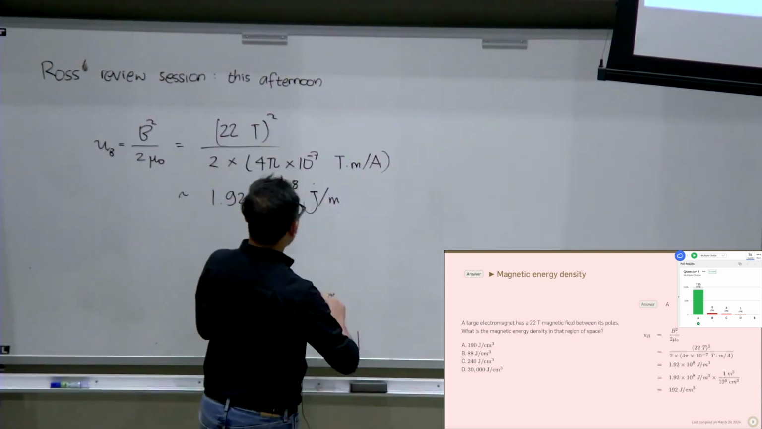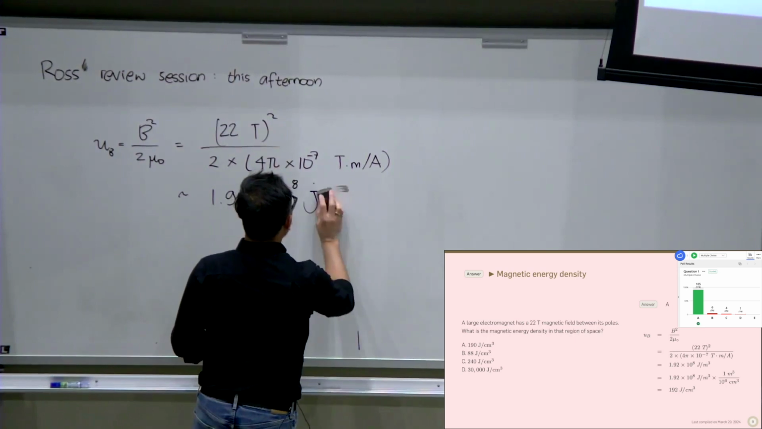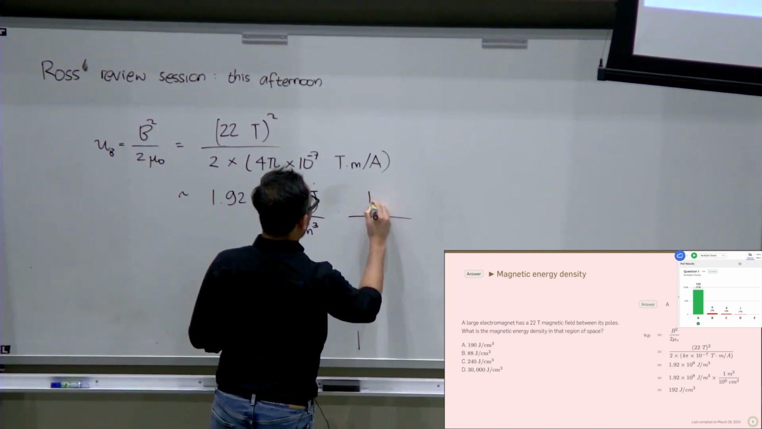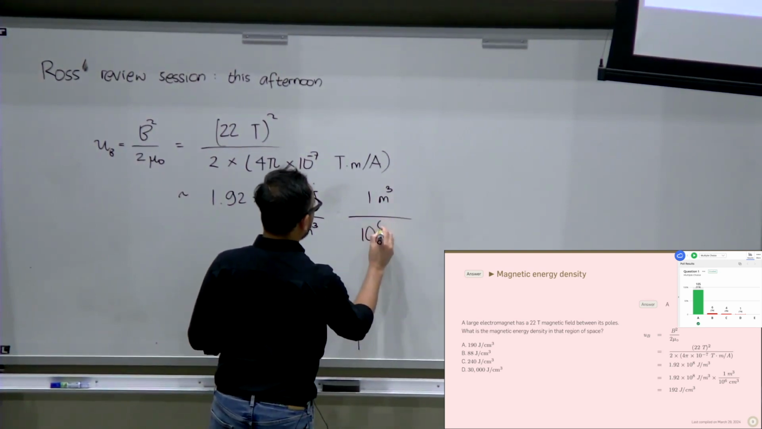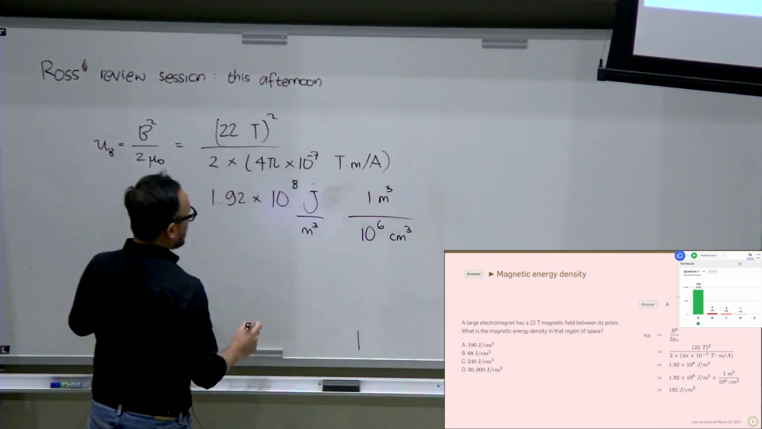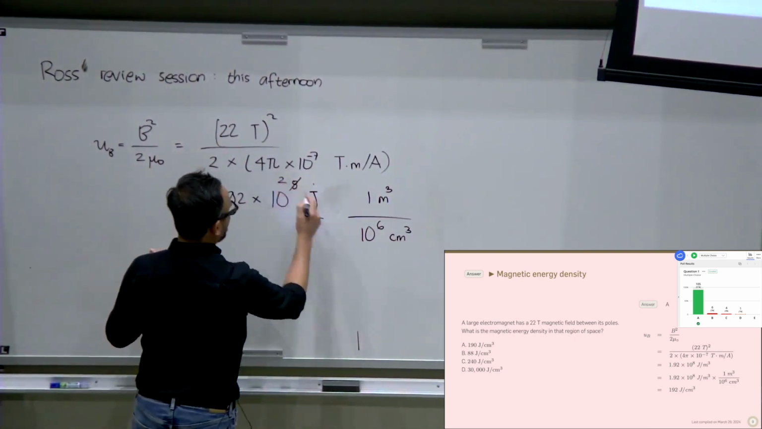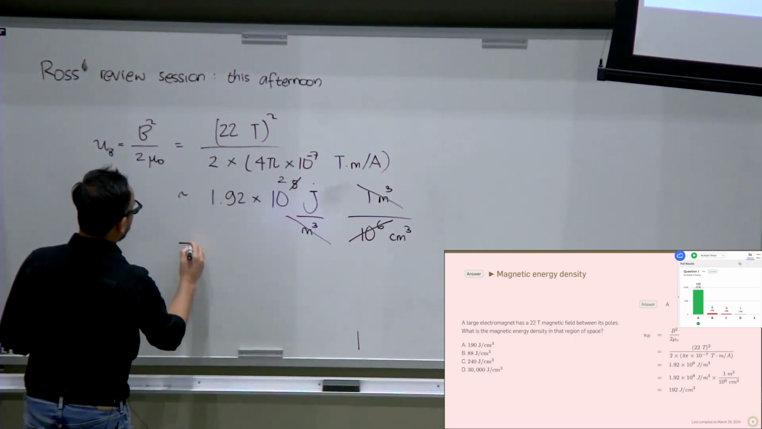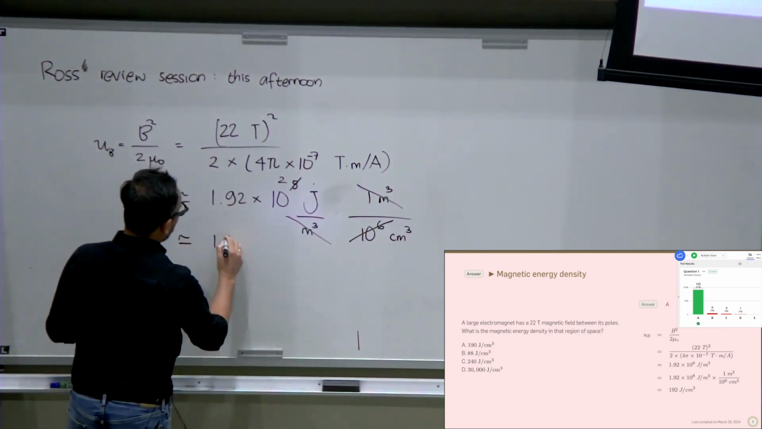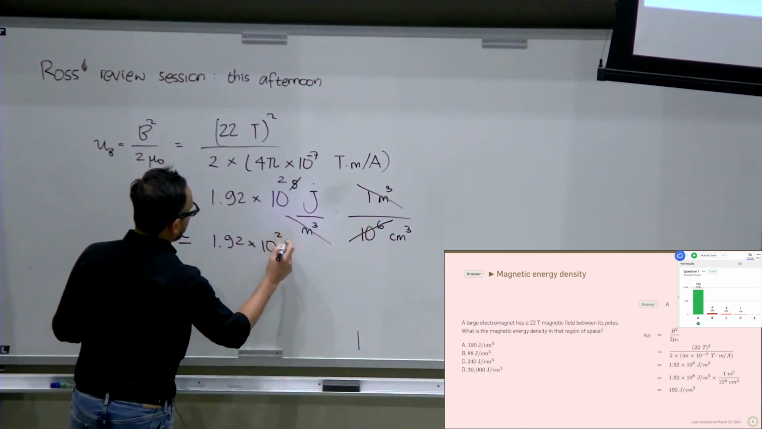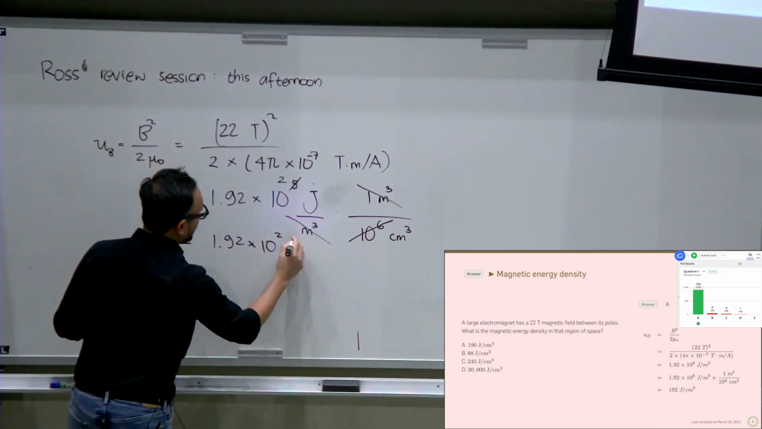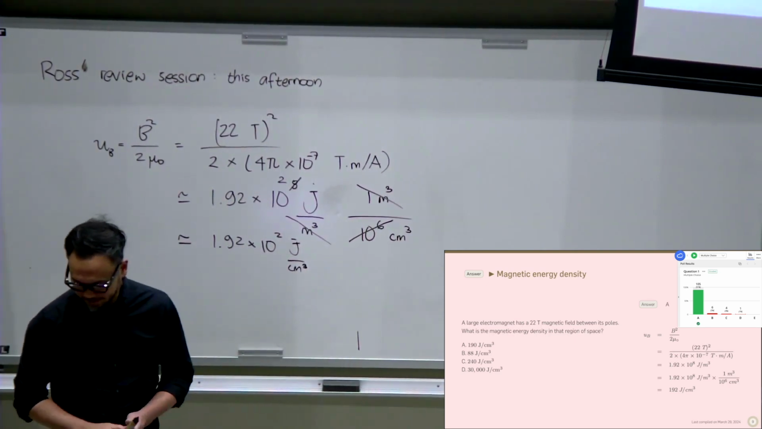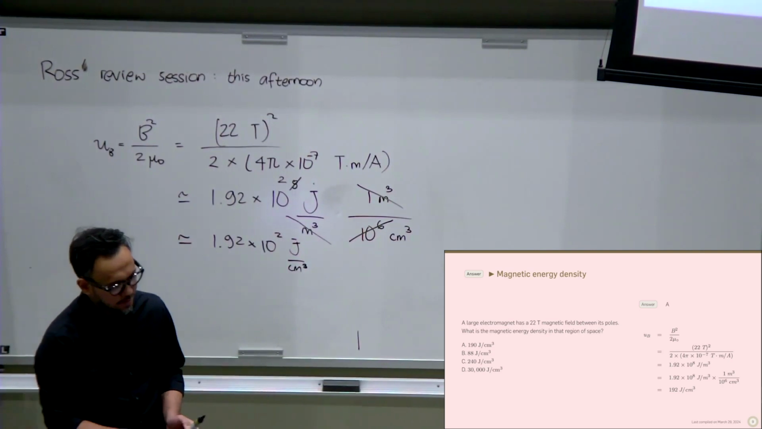And then, you know what? Let's make it cleaner. Meter cubed. And then you just do 1 meter cubed equal to 1,000,000 centimeters cubed. Then this one becomes 2. Okay, so you get basically 1.92 times 10 to the 2, or 192 joule per centimeter cubed, which is not exactly what you have, but it's close to option A. Good.